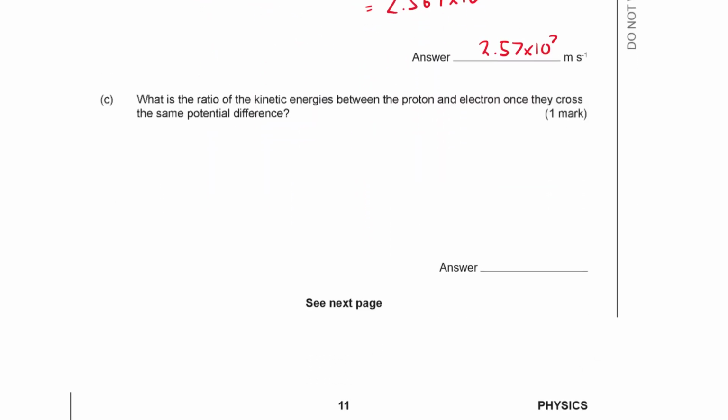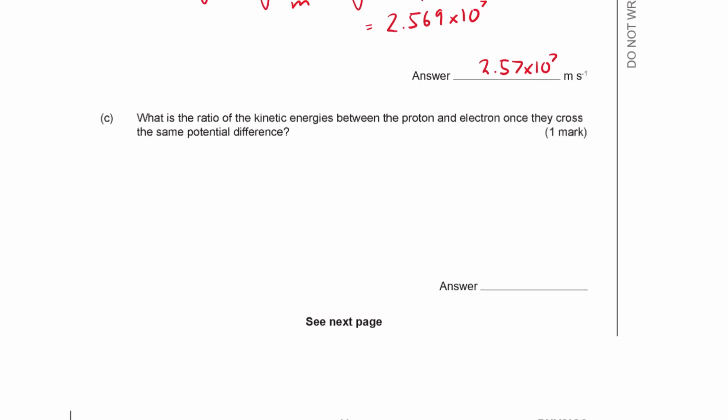Question C, what is the ratio of the kinetic energies between the proton and the electron? Okay, so here's the thing. The kinetic energy is going to be equal to the work done, and the work done is going to be equal to QV. So they're the same charge, and they're going through the same potential, which means the energies are going to be the same. So the ratio would be that. And there we go.